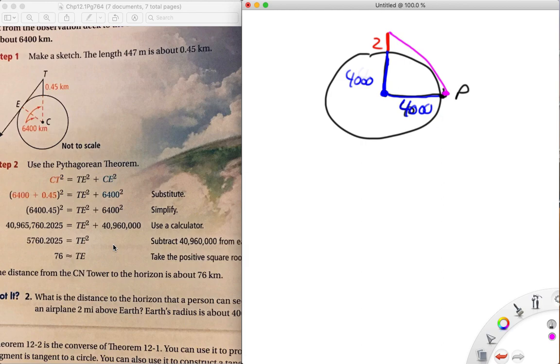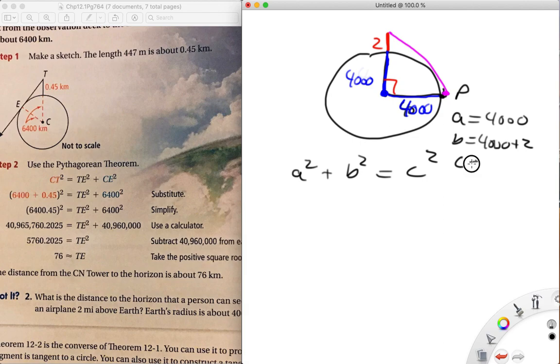So here's how we're going to do this. This is the Pythagorean theorem. This is a right triangle. I already have this distance here, this distance here, this is the hypotenuse. So this is A, this is B, this is C. So remember the Pythagorean theorem is A squared plus B squared equals C squared. Well, in this case, A is equal to 4,000. B is equal to 4,000 plus 2. And then C, that's what we're looking for.